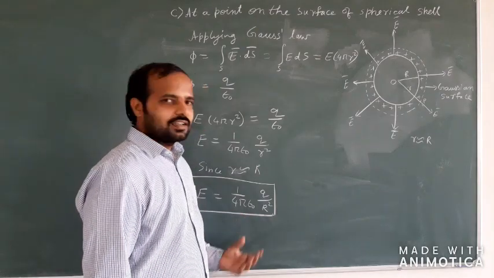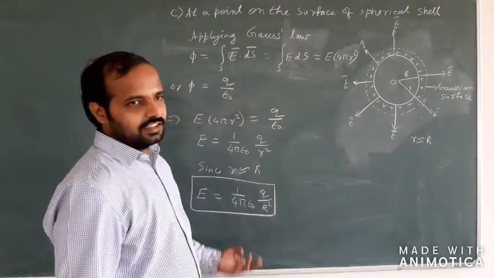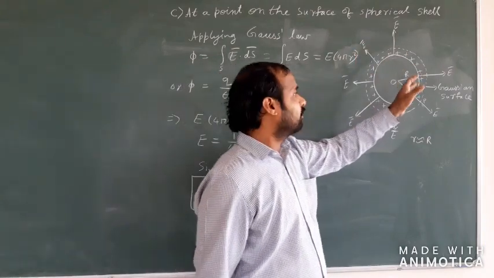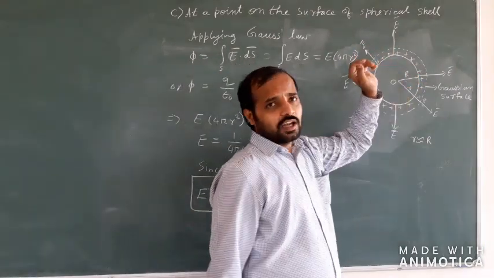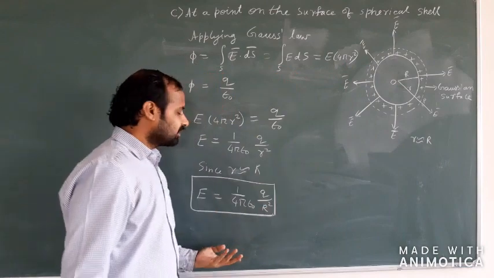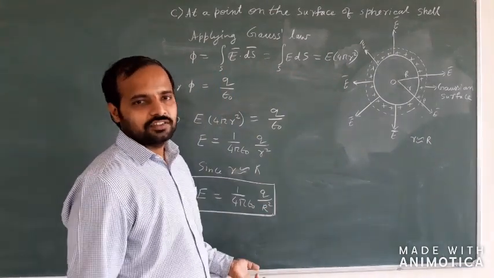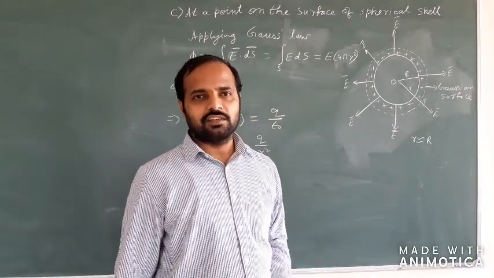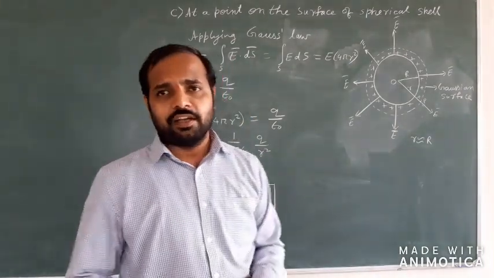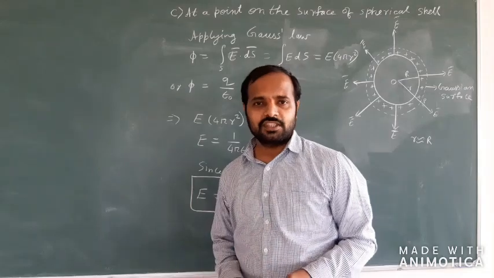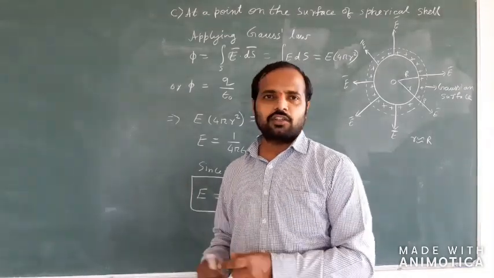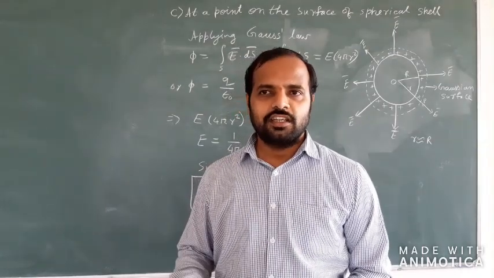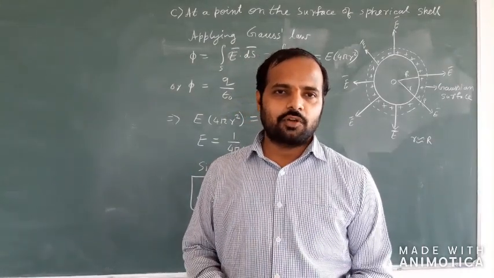So you can see that the electric field due to this charged spherical shell can be found very easily by the application of Gauss theorem. Gauss theorem is a very important tool for finding the electric field. Not only can it be applied to regular shaped objects like a sphere, a cube or a cylinder, but it can also be used in the case of irregular shaped objects.